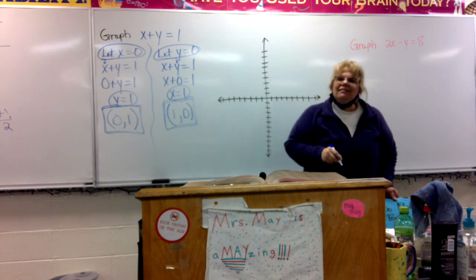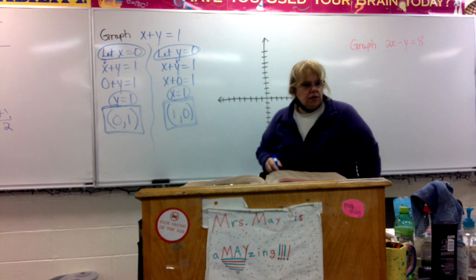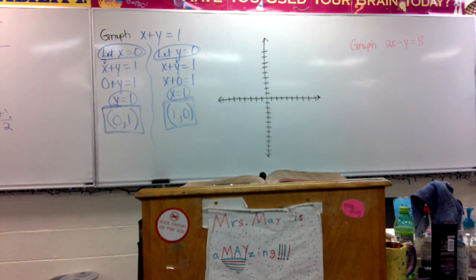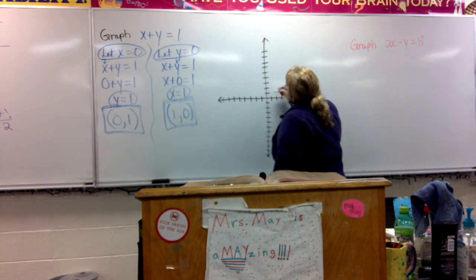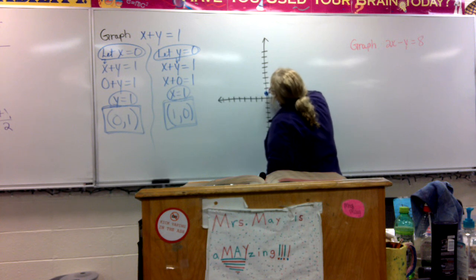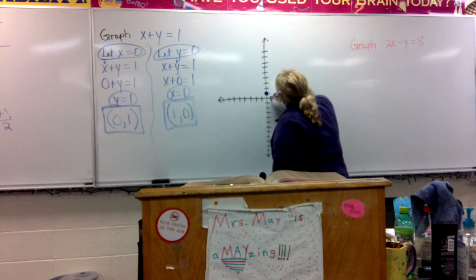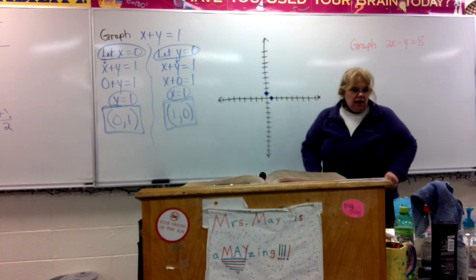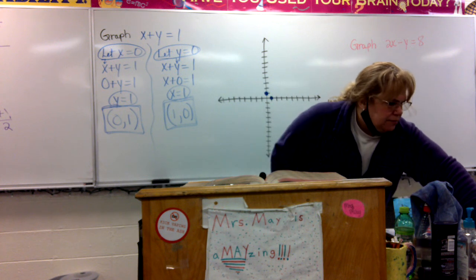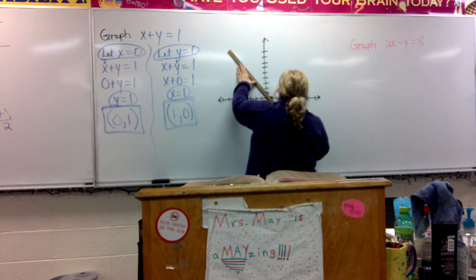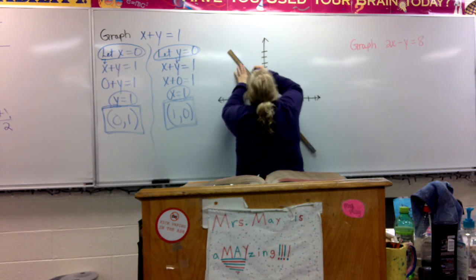And then you're just going to plot those and connect them, right? So I have 0, 1. 0 right or left and 1 up. And I have 1, 0: 1 over and 0 up. And then I'm going to carefully try to connect on my less than even homemade graph up here.